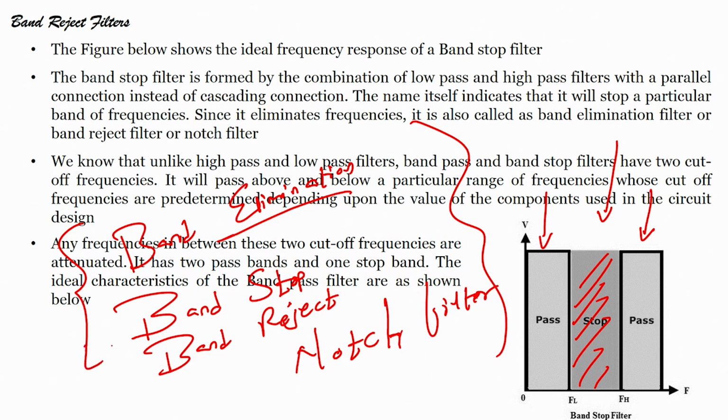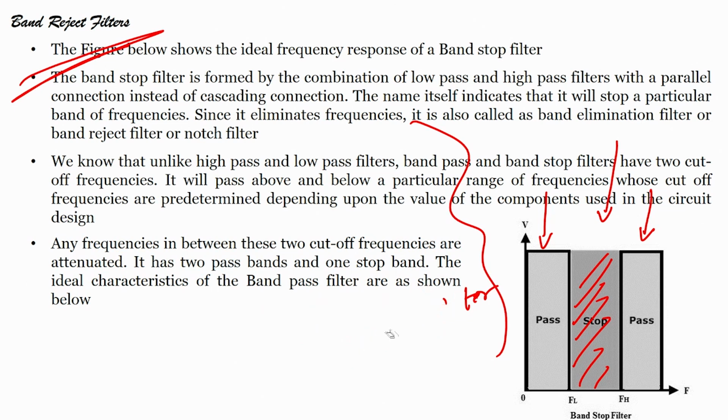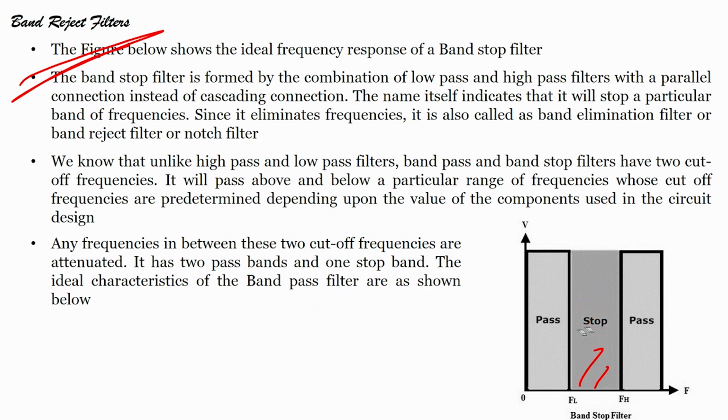So, if any question comes in your exam or your interview, you can answer that yes, we know all these filters, because all of them are the same filter, which is the band reject filter. It is called by many names. Very easy to understand, op amps and their application, isn't it. So the band stop filter is formed by a combination of low pass and high pass in a parallel connection. Second, it will stop a band of frequencies, and it is also called band reject, notch, band elimination.